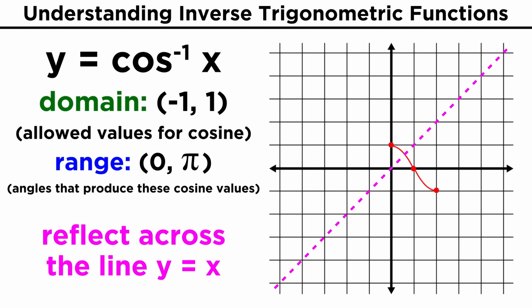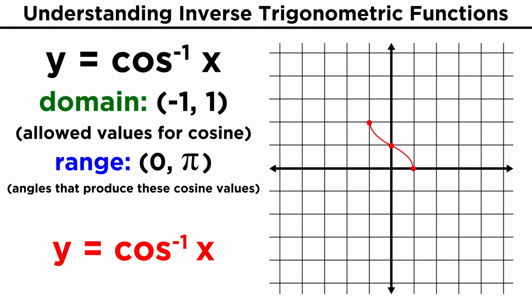So we take the graph of cosine x from 0 to pi and we reflect it across the line y equals x to get the inverse cosine function. As we would expect, the domain is negative 1 to 1 and the range is 0 to pi.